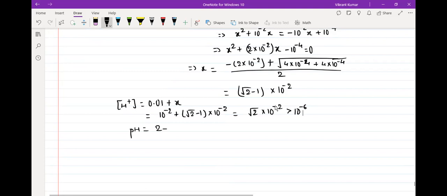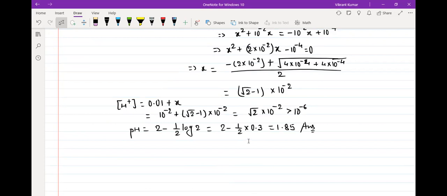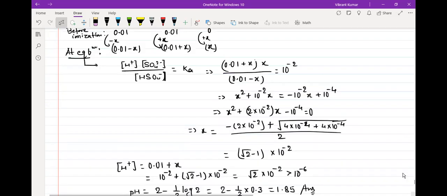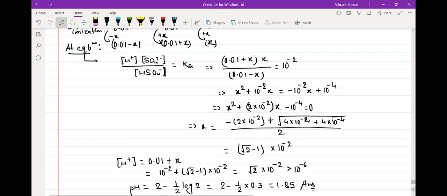It will become 2 minus half log, because of the root. And that is 2 minus half into 0.3 if taken. So it is coming 1.85. Is it okay? Any doubt? Anurag, Prisha, Krish, is it clear? Is it clear?